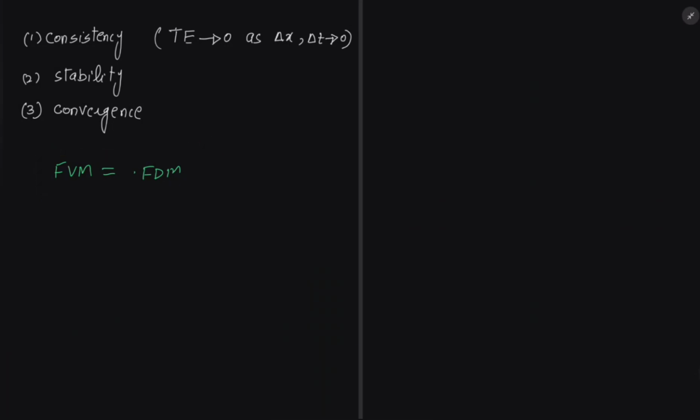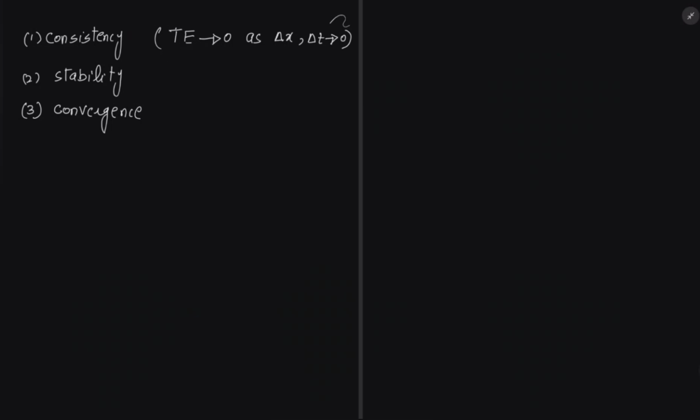So we apply these three criteria to the finite difference method. Actually, these were developed in the 1950s for the finite difference method. And when we saw that the formula is the same, why don't we use that for the finite volume method as well? This is the idea that you must remember. So for consistency, we have truncation error approaching zero as delta x and delta t approach zero. The second one is stability.